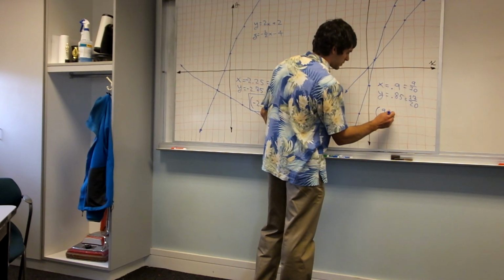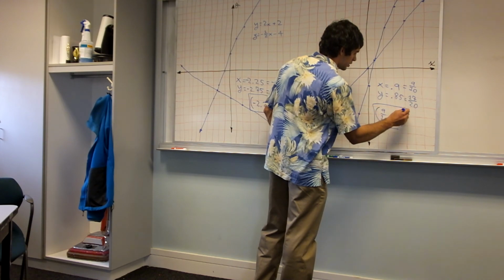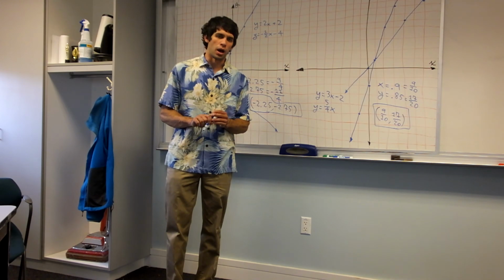And if we wanted to write our answer as a coordinate pair, we could write (9/10, 17/20). So that is how you solve a system of equations graphically.